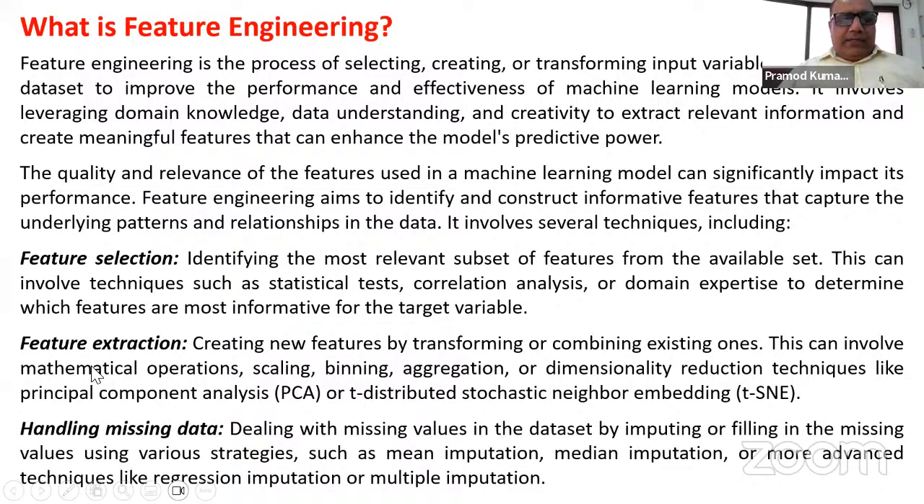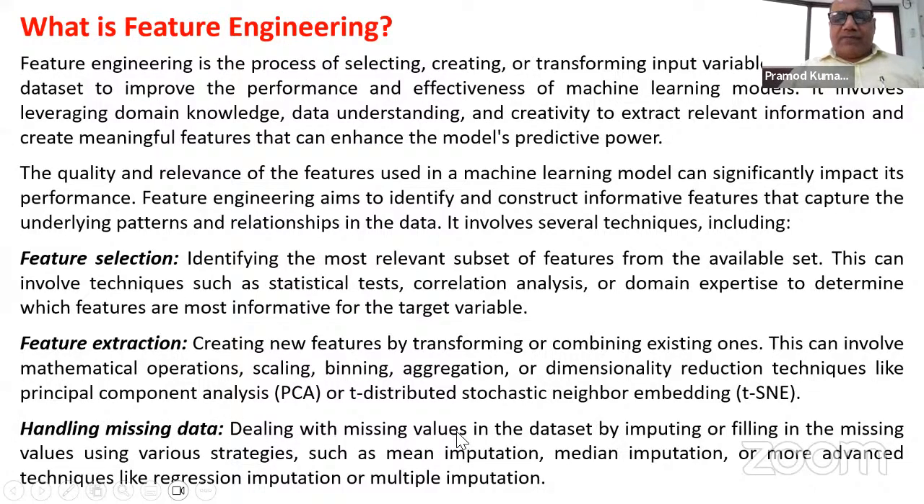Then, in general, whenever we talk of feature engineering, people usually think that either feature selection or feature extraction is all that comes into feature engineering. But it is not so that only these two come into feature engineering; handling the missing values or missing data is also a part of feature engineering. So that is written here. The third aspect of feature engineering is handling the missing data.